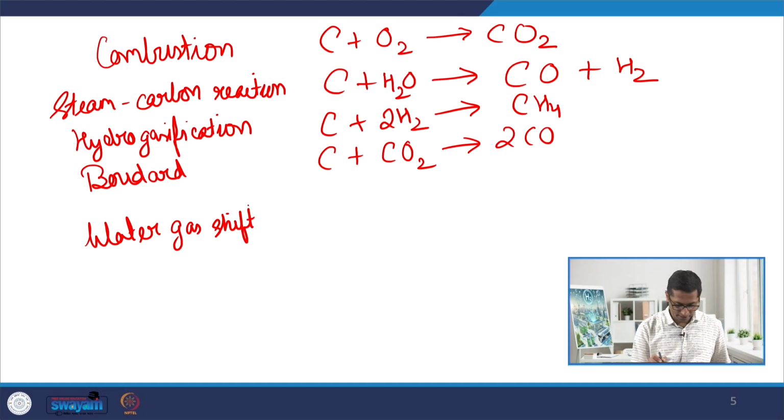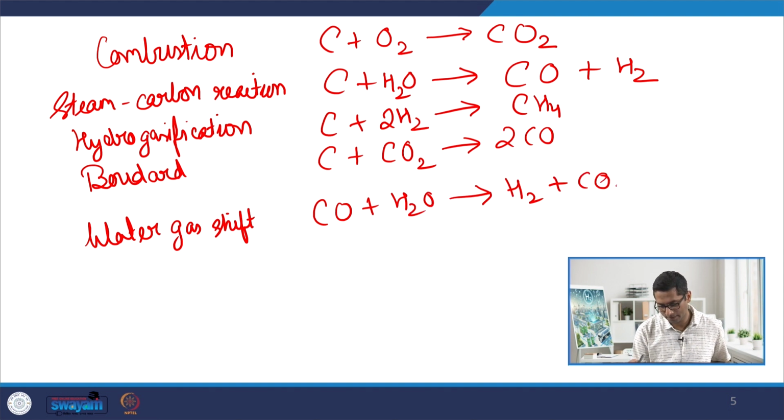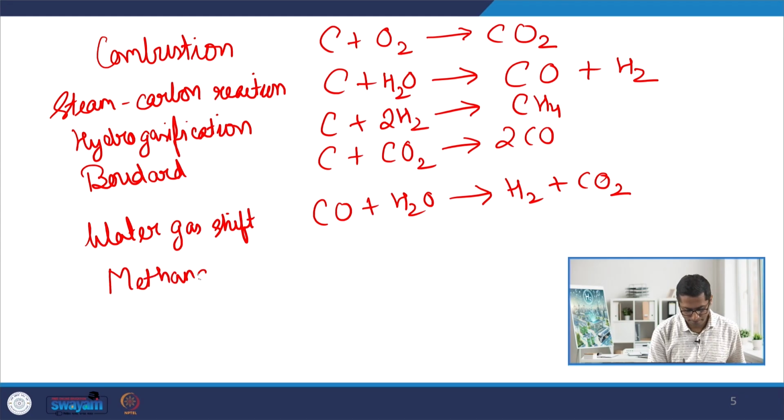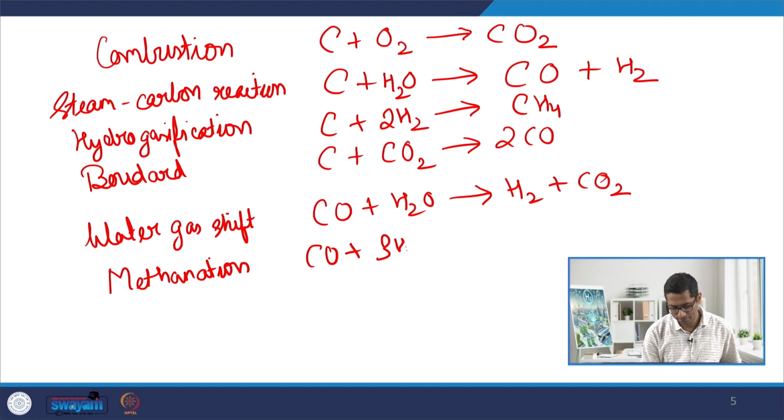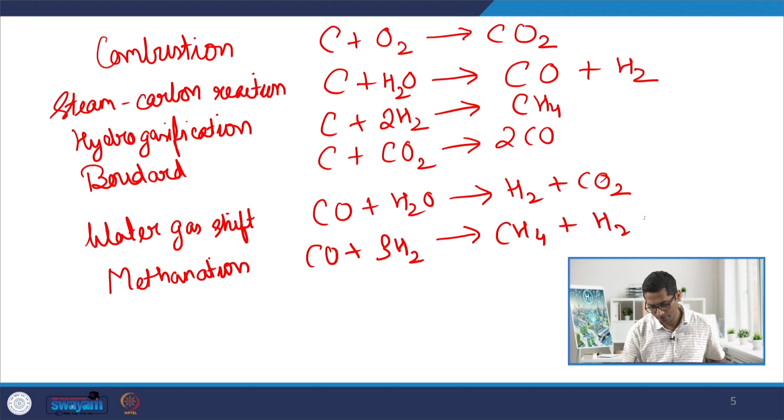So what happens in water gas shift? Carbon monoxide which has been produced reacts with water and tends to produce hydrogen and CO2. So you see more hydrogen is coming from water in here, and then there is another gas phase reaction which is called methanation, wherein we would have the carbon monoxide reacting with 3 molecules of hydrogen producing methane and water.